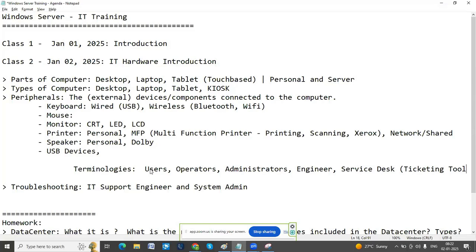Ticketing tool we will use. What is ticketing? Again, giving an example, coming back to the same point. I am using the Airtel mobile network here. I have some issues with the network, where I'm not getting Airtel network near my location. I'll call up the customer care.